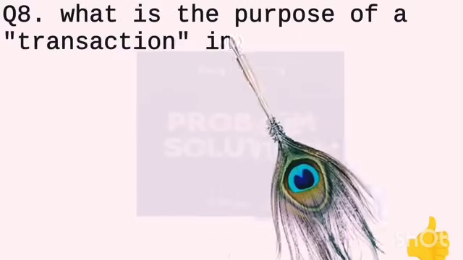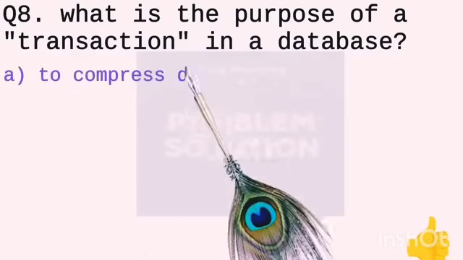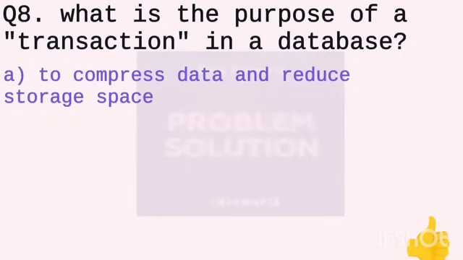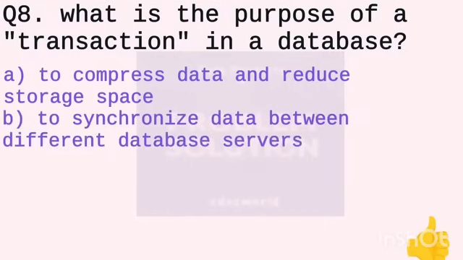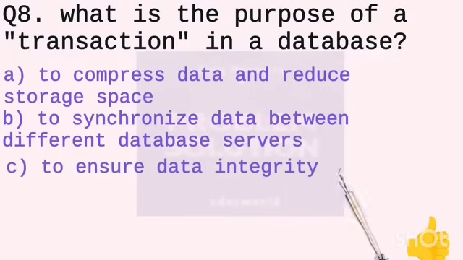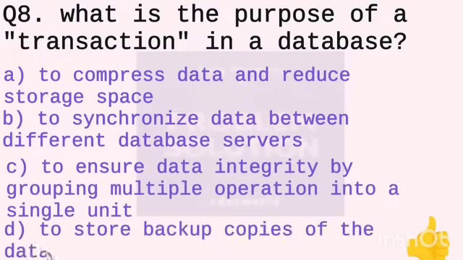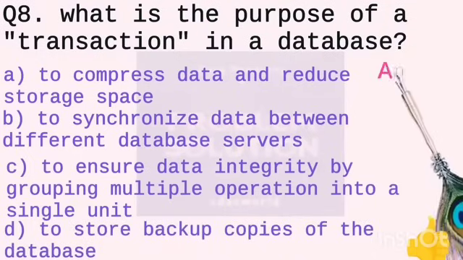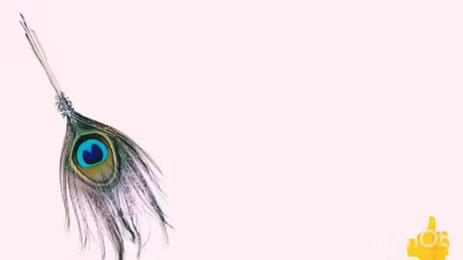Query number 8. What is the purpose of a transaction in a database? Option A. To compress data and reduce storage space. Option B. To synchronize data between different database servers. Option C. To ensure data integrity by grouping multiple operations into a single unit. Option D. To store backup copies of the database. And the answer is C. To ensure data integrity by grouping multiple operations.